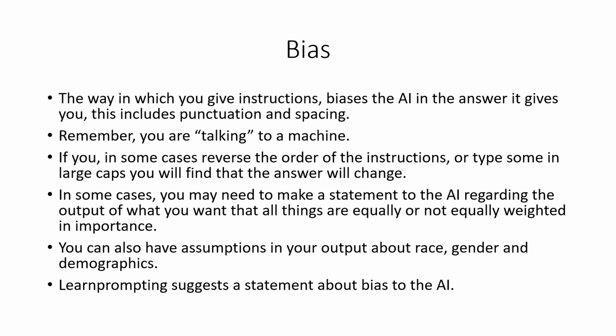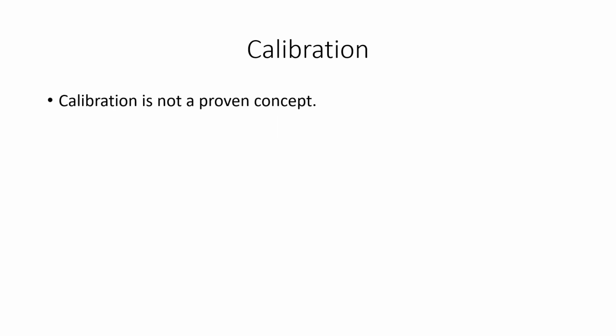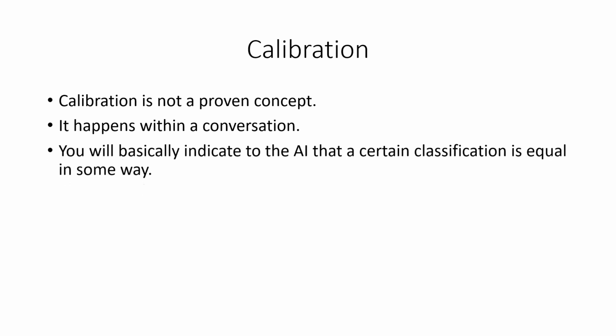A related topic to this is calibration. I'm not going to spend a lot of time on calibration. It's a softer concept. It's not a proven concept. It doesn't exist in the literature. And I think you'll even find that if you go through the exercises on Learn Prompting, it'll tell you that calibration is not proven. All of it's going to happen within a specific conversation. Basically, what you're doing is indicating to the AI that a certain level of classifications should all be treated equal.